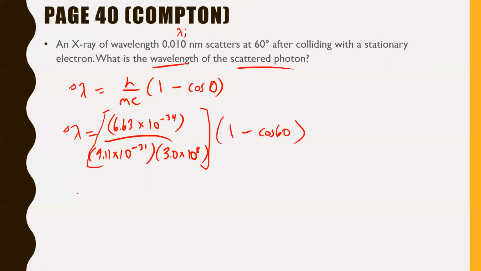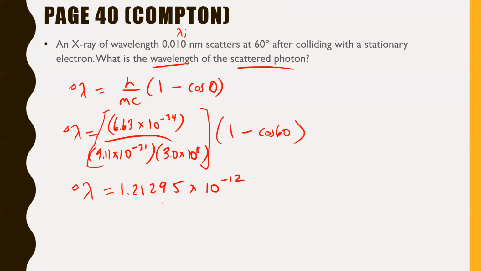Okay. Throw this in your calculator. You're going to find, after I do this here, once again, 6.63 times 10 to the negative 34 divided by 9.11 times 10 to the negative 31 times 3.0 times 10 to the 8. This must be really exciting for you guys. Very exciting. Times 1 minus cosine of 60. This gives me delta lambda equals 1.21295 times 10 to the negative 12. That's your change in your wavelength though.